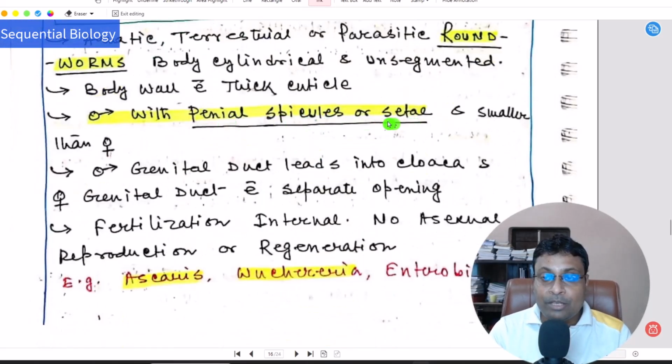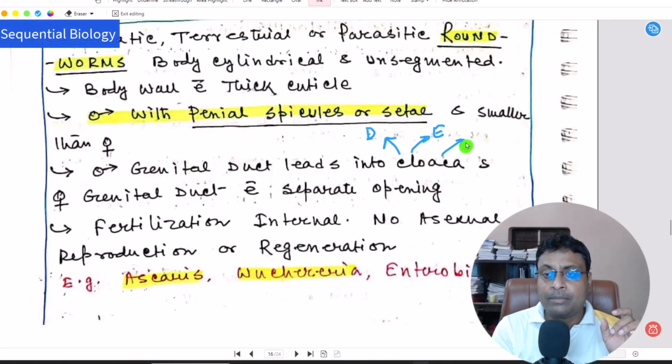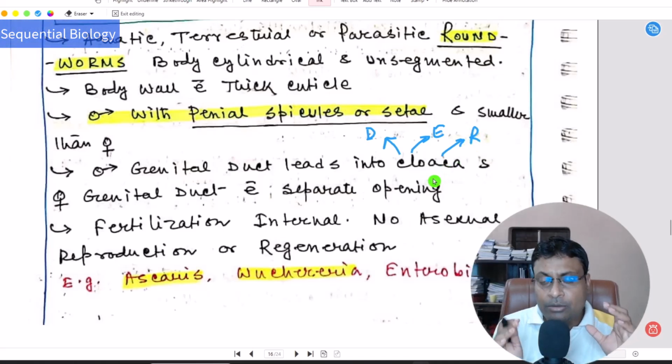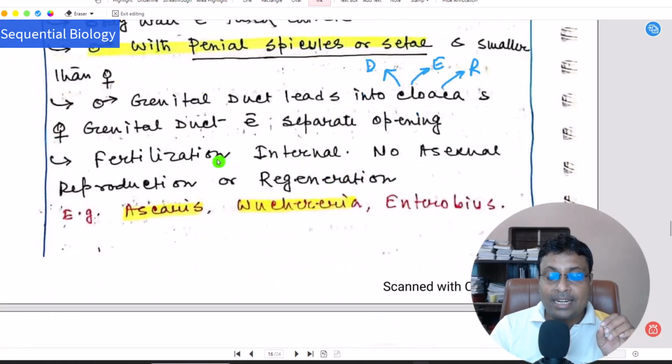Males with penial spicules or setae are smaller than females, and the male genital duct leads into the cloaca. Cloaca is a type of aperture in which three systems, that is the digestive system, excretory system, and reproductive system, open into this cavity, and this particular structure is known as the cloaca. Then the male genital duct leads into the cloaca, and the female genital duct has a separate opening. And fertilization is internal. This is a very, very important point. Their fertilization is internal, and no asexual reproduction or regeneration can be seen.